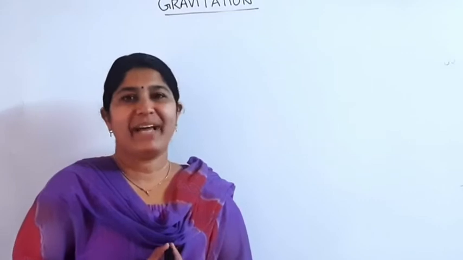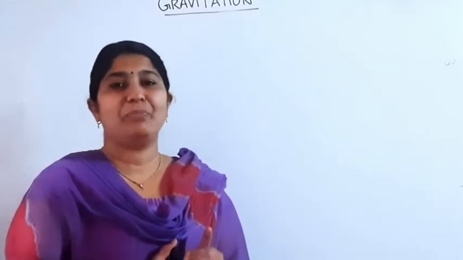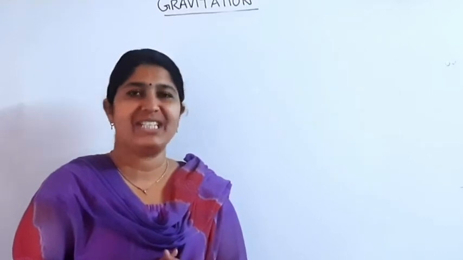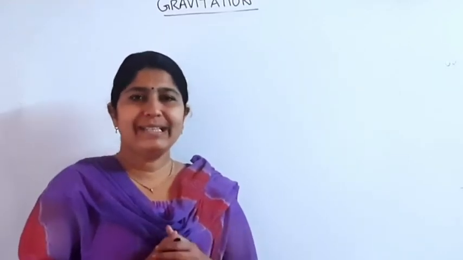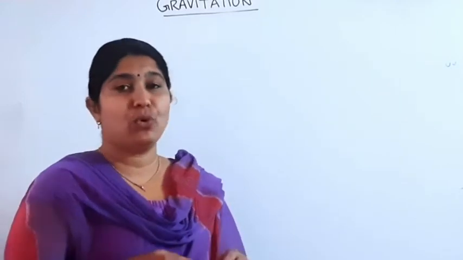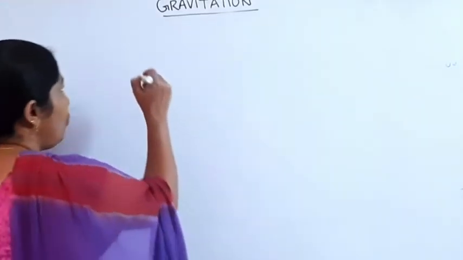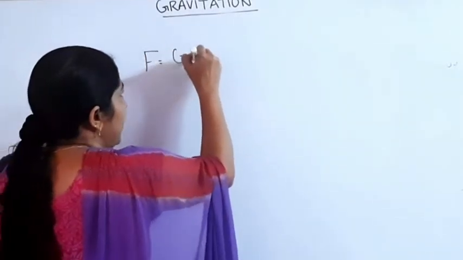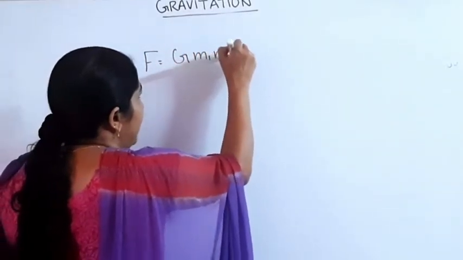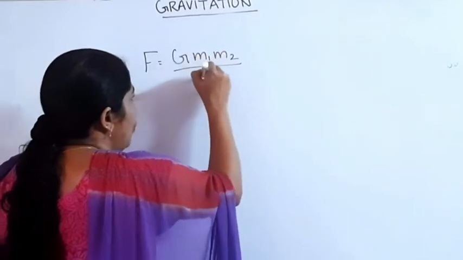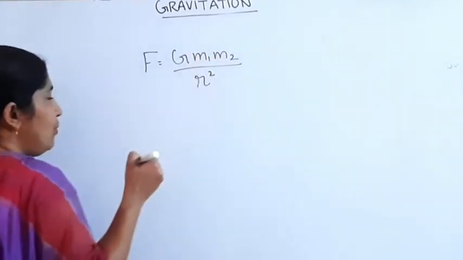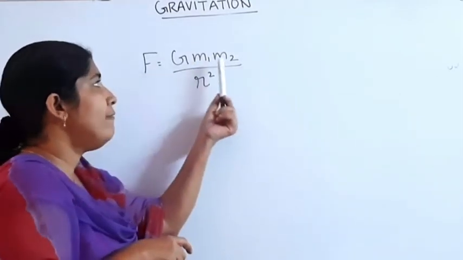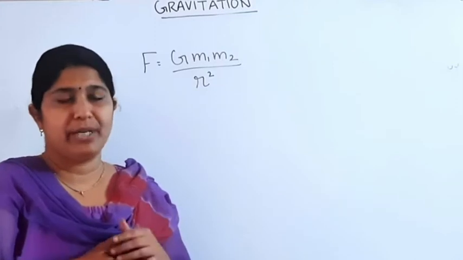Hi students, welcome back. Today I am discussing certain problems related to the gravitational force and intensity of gravitational field. We already studied that the gravitational force between two bodies is F equal to G M1 M2 divided by R square. This is the force between two bodies.